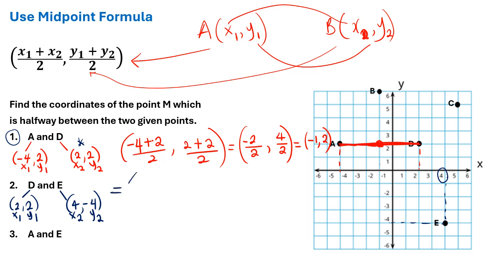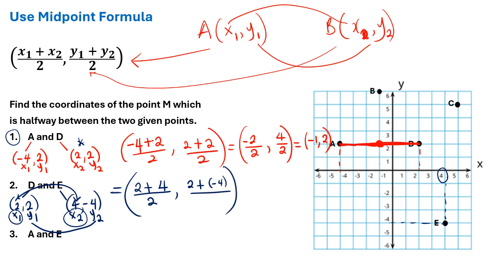So the formula begins with x1 plus x2. We know that x1 is 2 and x2 is 4. So this is x1 and this is x2. We're going to add these two numbers together, that means 2 plus 4, and we're going to divide it by 2. And next, we're going to add y1 and y2, that means y subscript 1 and y subscript 2, which is going to be 2 plus -4. So it's -4 over 2.